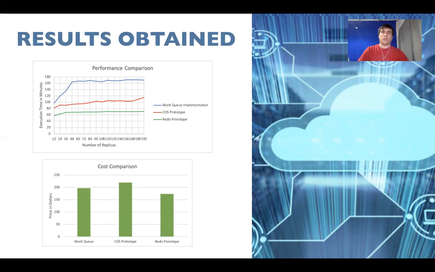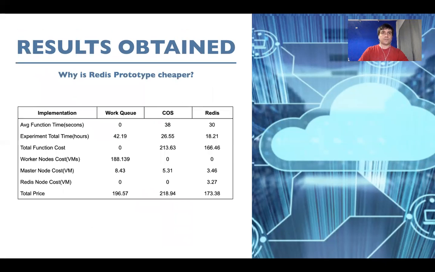In the second plot, we can observe that the cloud object storage prototype is the most expensive. And this happens because the average function execution time of the cloud object storage prototype is higher than the Redis prototype. Average function execution time has a large influence on the cloud function pricing schema, which is calculated per second of execution per gigabyte of allocated memory. This means that the cloud object storage prototype is more expensive than Redis because it is slower, but not as a consequence of the operations against the bucket.